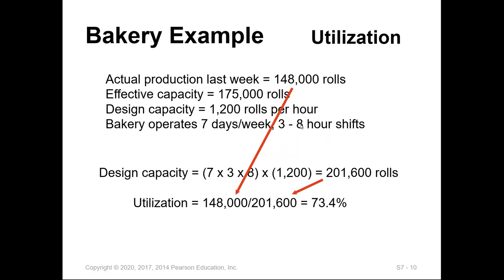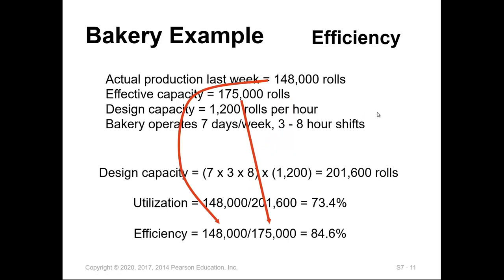From the given information, we can calculate the utilization of the machines, which will equal the actual production divided by the design capacity of that machine. And based on the calculation and the numbers, utilization will equal 73.4%. So that's the utilization for the machines.